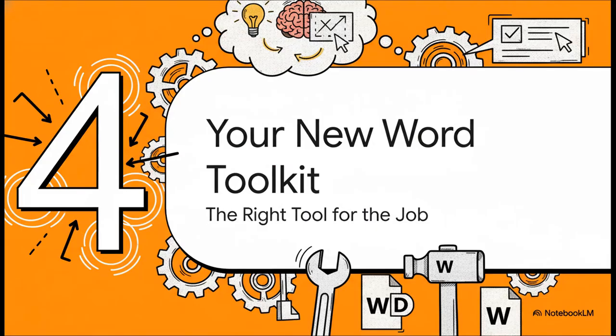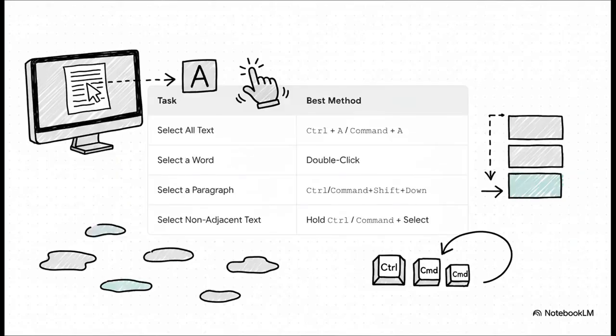So there you have it. You've now got this powerful new set of tools. The goal isn't just to memorize a bunch of shortcuts. It's to build a new toolkit so you can just instinctively reach for the fastest, most efficient method for whatever you're trying to do. Okay, let's do a super quick recap of your new toolkit. This is your cheat sheet. So grab all the text, it's Control plus A. For just one word, a simple double click. For a whole paragraph, use that Control Shift down combo. And for those tricky, separate selections, just hold down Control or Command while you select.